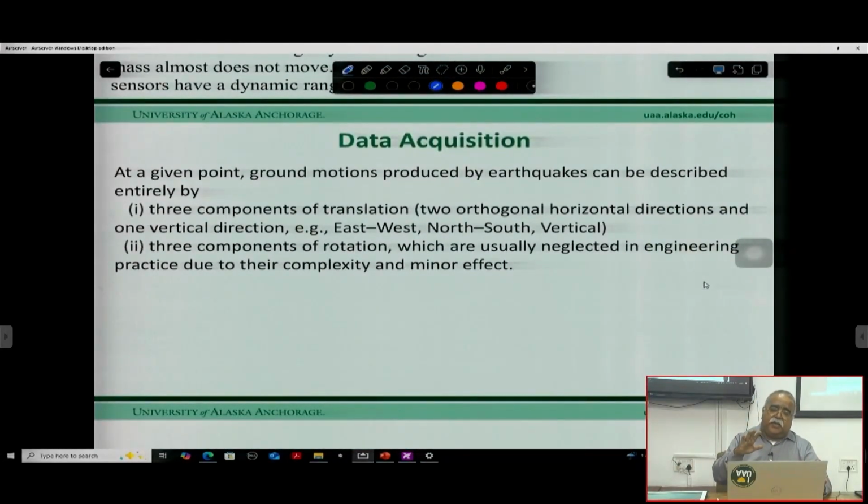Okay. Now, each accelerometer, as I told you, has three types of sensor. One sensor records the vertical motion, when oriented in that manner. One is a north-south sensor, and one is an east-west sensor. So these three component sensors basically measure the total ground motions, right?